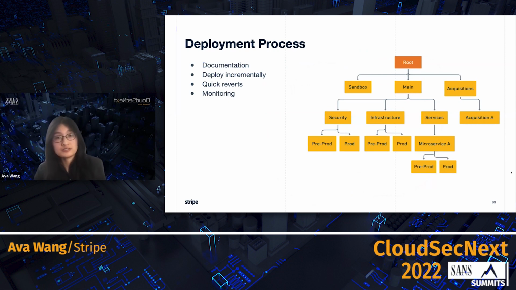So the deployment process that we formulated at Stripe is aimed at mitigating all of these risks. First, we make sure that we have clear, easy to find documentation that explains what an SCP is, how to determine the access forbidden message that you're getting is a result of the SCP, how to fix the issue, and other frequently asked questions.